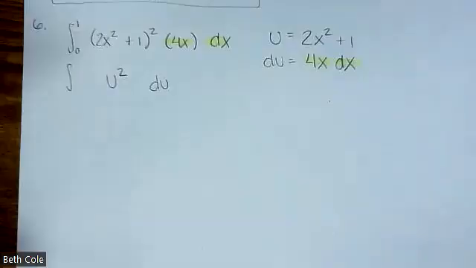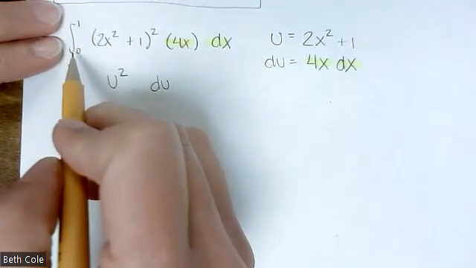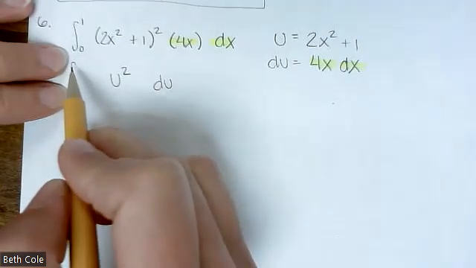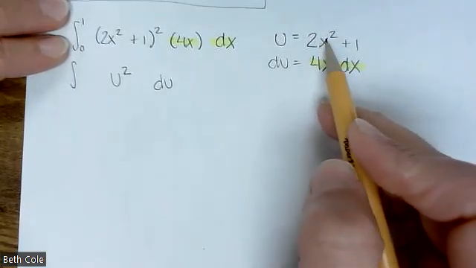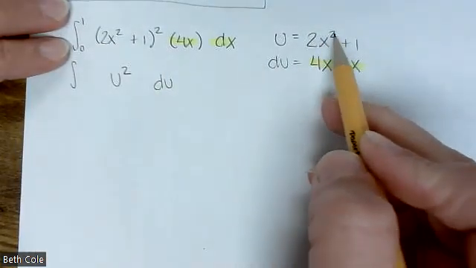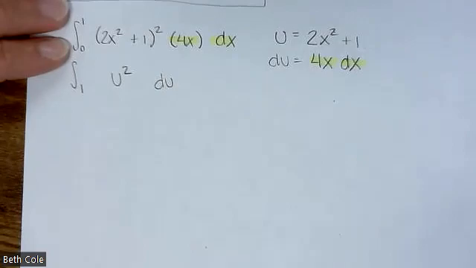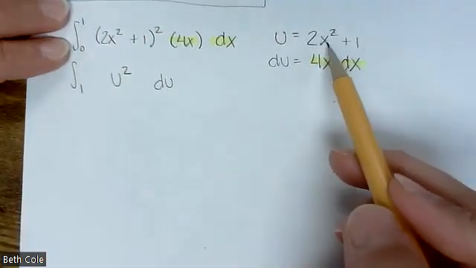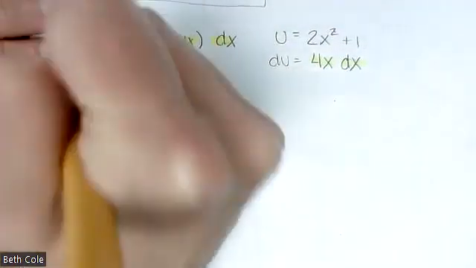u squared. You have to adjust the boundaries. It's not hard, but you have to do it. These are x numbers. We're going to change them into u numbers. So all you have to do is take the 0 and the 1, plug them in for x right here, and see what you get for u. All right, so we'll do the 0 first. 0 squared is 0 times 2 is 0 plus 1 is 1. And then if you plug in 1 squared, 1 times 2 is 2, plus 1 is 3.